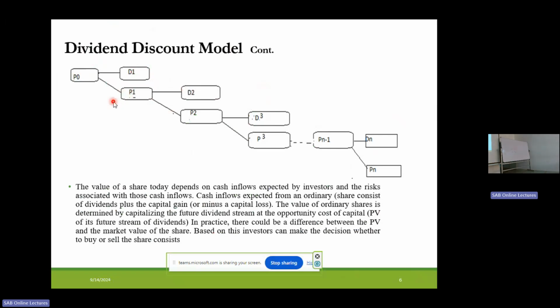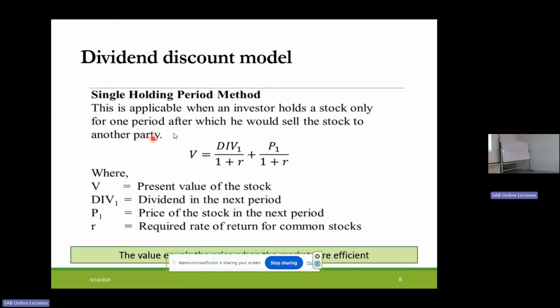Single holding period can be even a day, 1 day, 1 week. But during this single holding period, you should get one dividend, and also at the end of the period you will sell. So this is very simple. This is applicable when an investor holds stock only for one period. That is why we call it single holding period. That one period means any duration that we define as the one period, after which he sells the stock to another party.